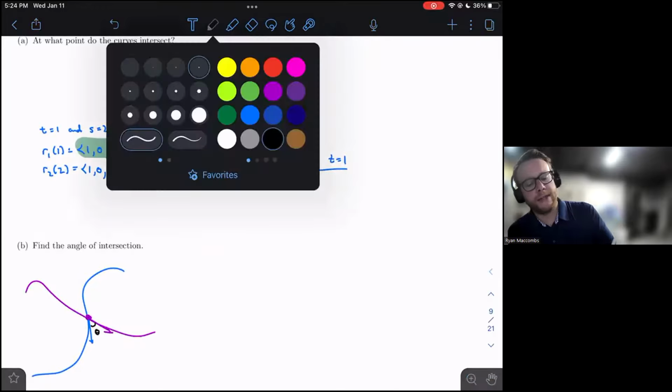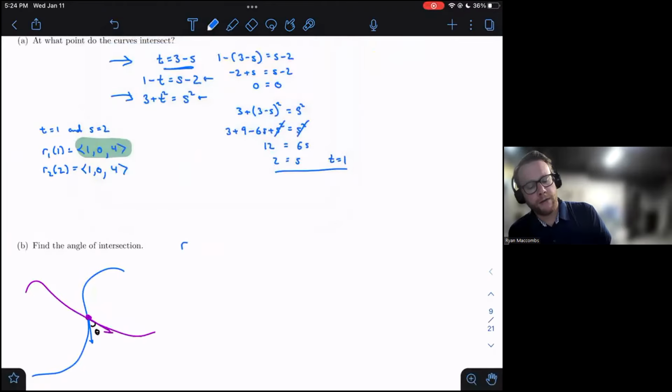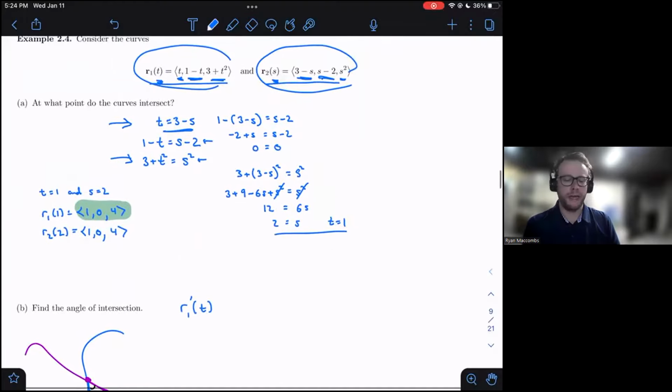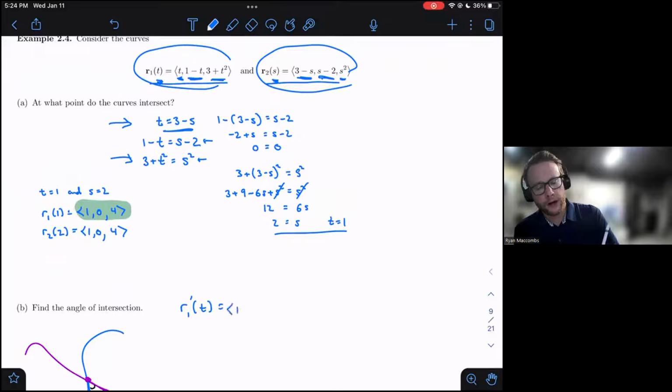So let's spend some time. We're going to take the derivative of our first function here with respect to t. And with that, we would have 1, -1, and 2t. And so we have some interesting direction vectors. Of course, we're interested at that intersection. So we figured out that they intersect when t is equal to 1. So everywhere I see a t, I'm going to plug in a 1. So that is 1, -1, 2.